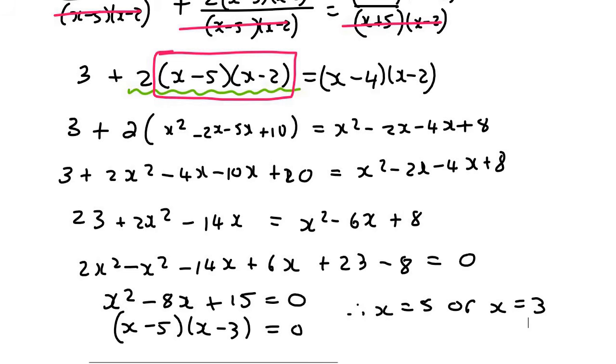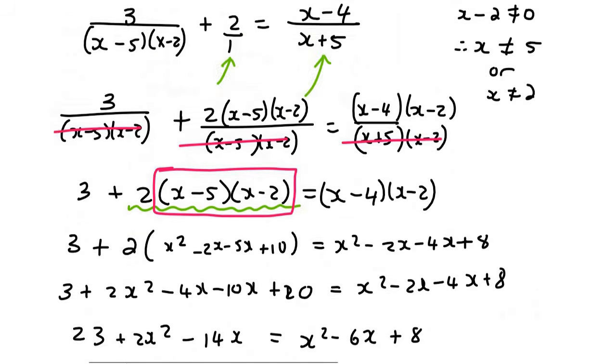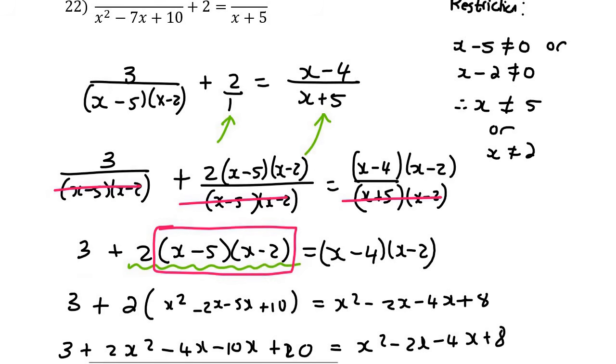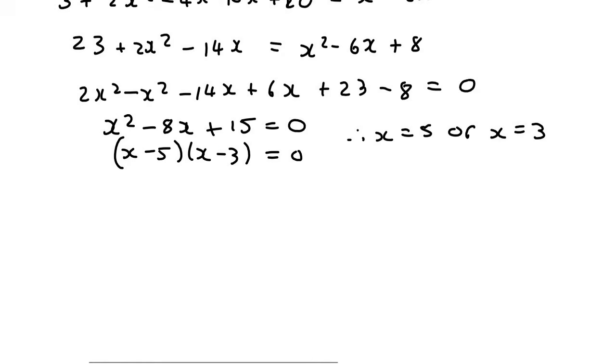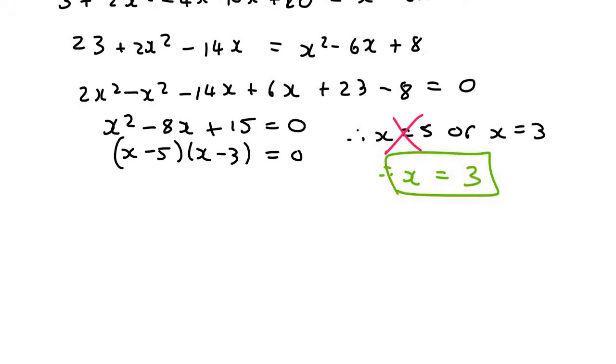But now we should always go up to our restriction, 5 and 3, and let's see if we have any of them. Oh, guys, look at that. I wonder how many of you got caught out. X is not allowed to equal 5 due to that restriction. So we'll just say that that's no solution. Therefore, x can only be equal to 3.